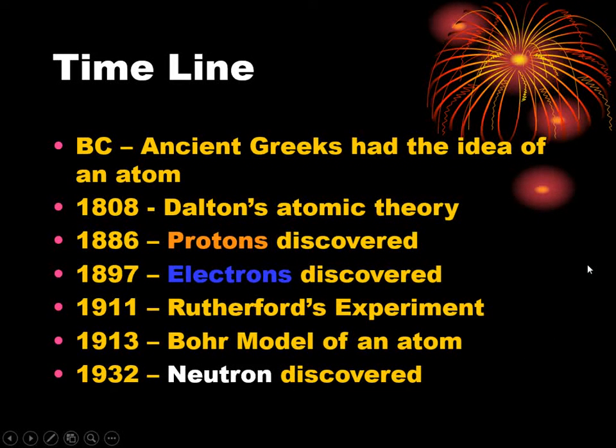So here we go. We've got protons discovered in 1886, electrons discovered in 1897, and neutrons in 1932. Just kind of gives you an idea of what's going on.